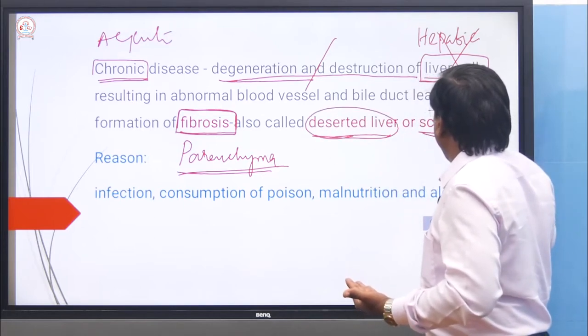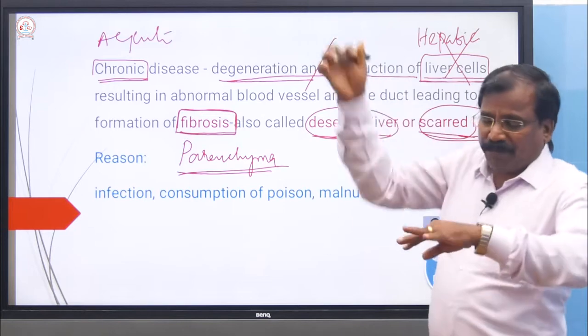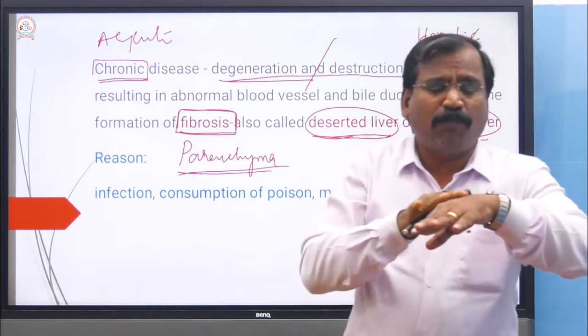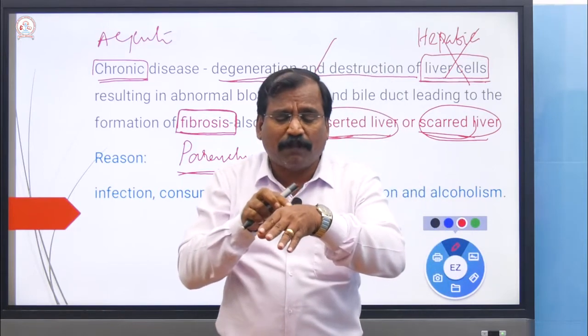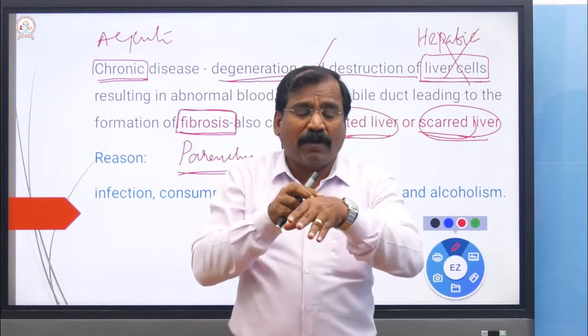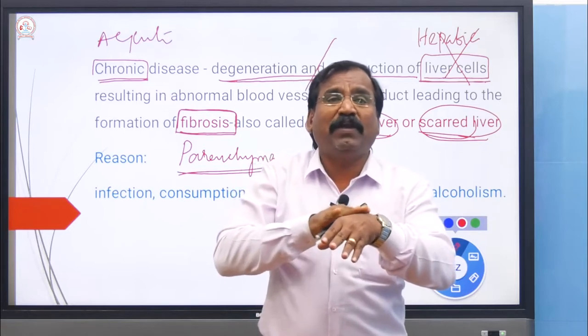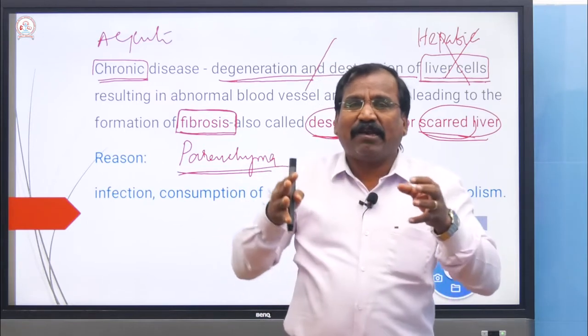Also scarred liver. Scar tissue: if there is any wound, after healing, the tissue in that particular region becomes hard. It's different from the normal tissue, so that is called a scar.